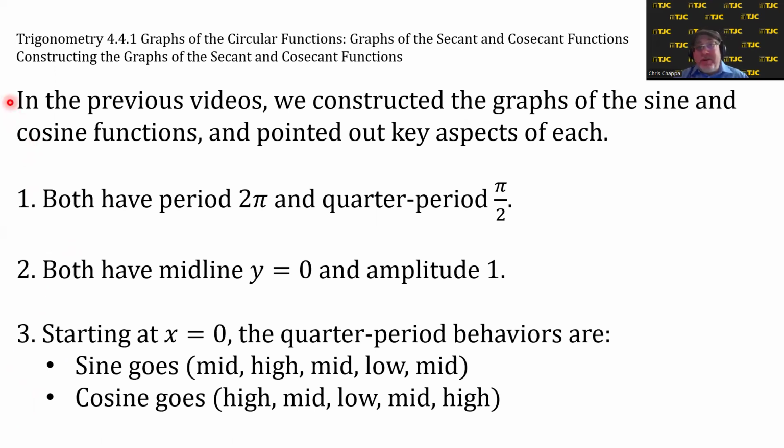In previous videos, we constructed the graphs of the sine and cosine functions and pointed out key aspects of each. Both have a period of 2 pi and quarter period of pi over 2. Both have a midline of y equals 0 and amplitude 1. And starting at x equals 0, the quarter period behaviors are, for sine, middle, high, middle, low, middle, and for cosine, high, middle, low, middle, high.